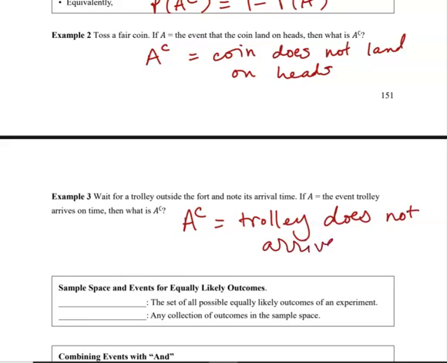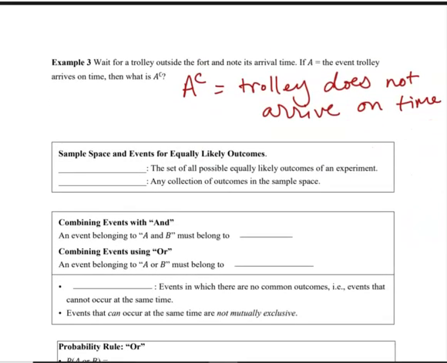You could say that it arrives late. I understand that that would be the only other scenario. It's either on time or it's late, but that's what we're going to say. It's not on time. Actually, in that case, the trolley could arrive early potentially. So it's always better to state the complement in the negative if you can. The trolley does not arrive on time would be the complement of that event.